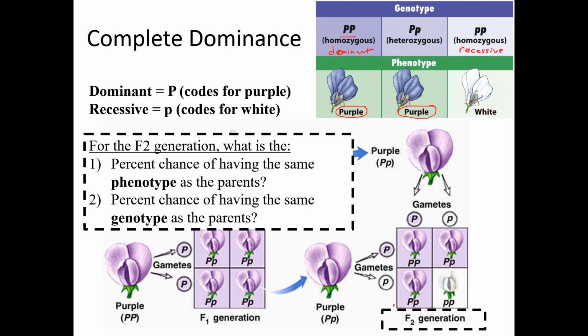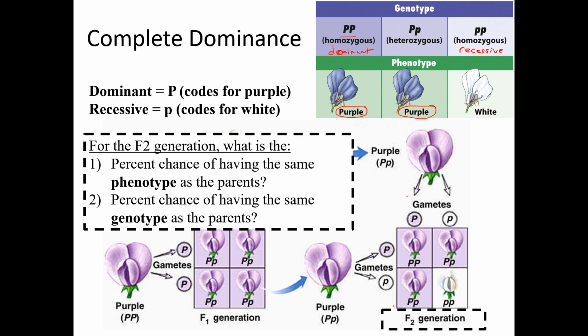So the question is, in the second set of breeding plants here, the F2 generation we call it, two questions. What's the percent chance that the offspring would have the same phenotype as the parents? And what's the percent chance the offspring would have the same genotype as the parents? So we're going to take a minute, pause the video, try to work through this, and then we will work on it together and discuss it.